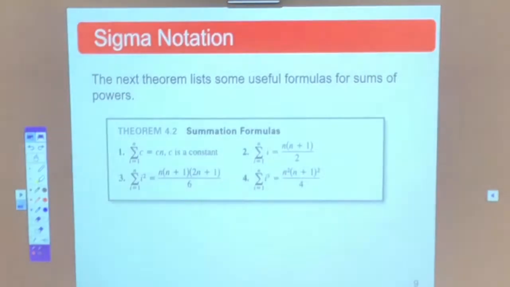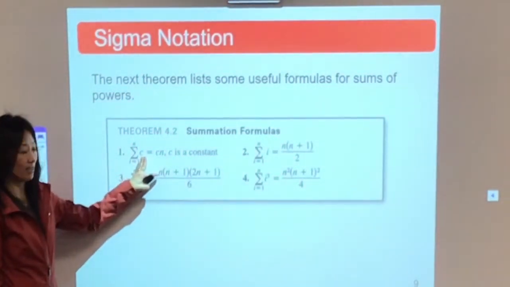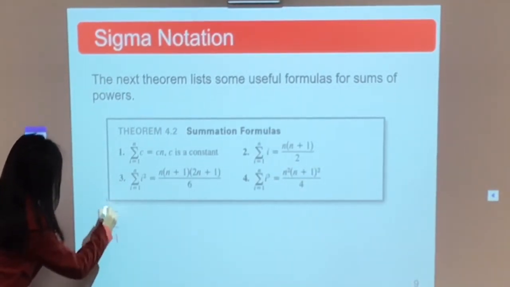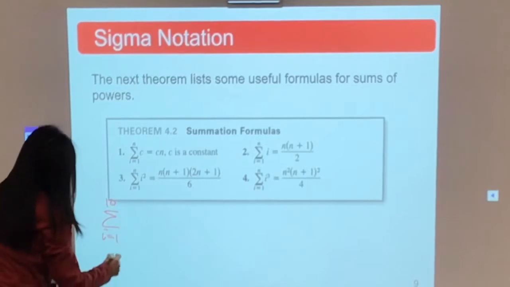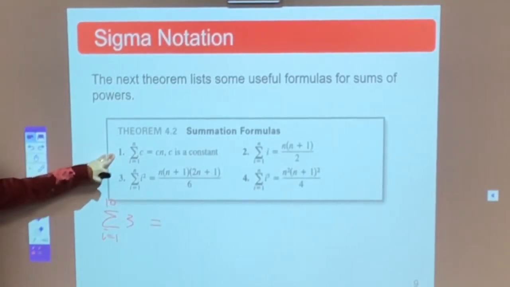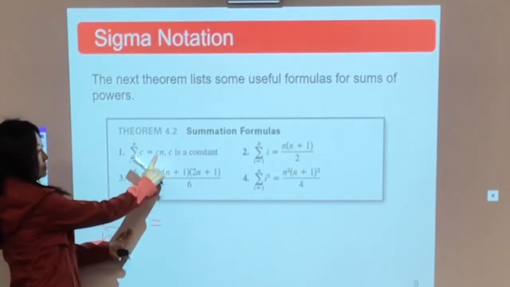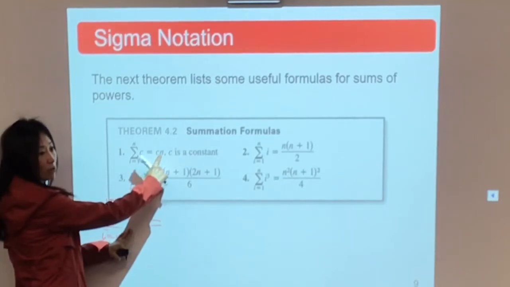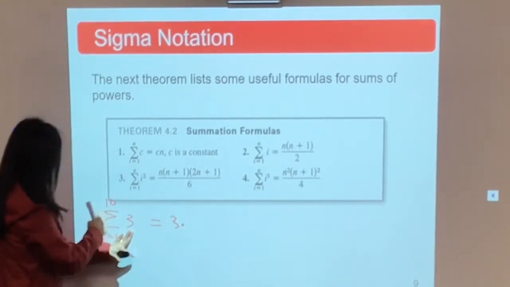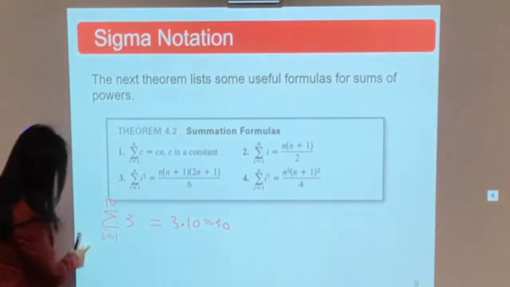All right, this is the formula I'm talking about. So if you have a constant, like this, say 3. This is example 1. Are you with me, class? If you have a constant, what does the formula say? It says C times N. So my C is 3. What's my N? 10. So this is just equal to 30.